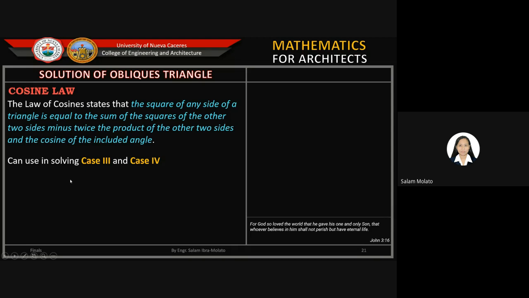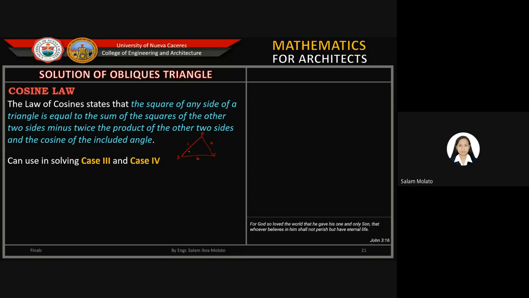So this cosine law can be used in solving case 3 and case 4. The sine law can be used in solving case 1 and 2, while the cosine law can be used in solving case 3 and case 4. Case 3 is where the given are two sides and the included angle. So if we have a triangle, say this is A, this is B, and this is C.